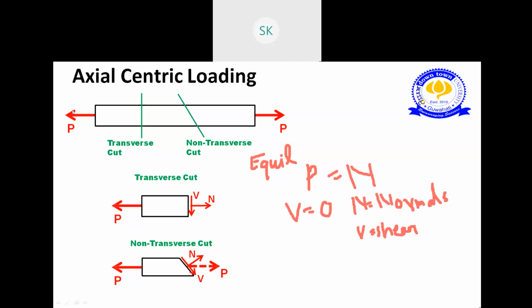Hope this part is clear. Any doubt in this section? How this P becomes N, how this V becomes equal to 0. Please understand this, because we are going to do a numerical based on this equilibrium. Hope this part is clear. Students, you have to respond. Then only I will know that you are present in the class.